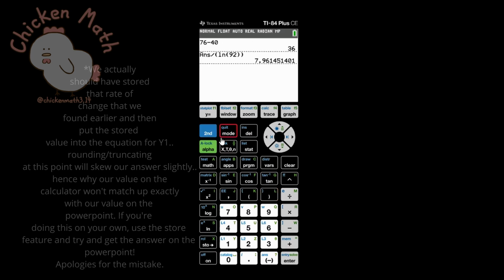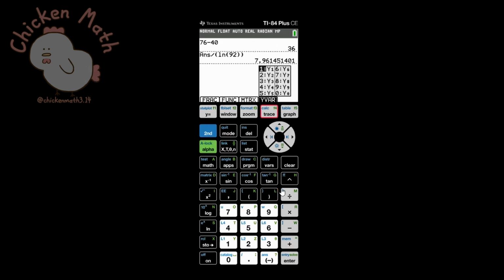So if we click second quit, we can do alpha trace y1, which is G of t, and then now our t value is going to be 91. And we subtract G of 0. And then now we do this over 91 minus 0, which is just 91. And then we will get 0.39573, which is our answer to the question.